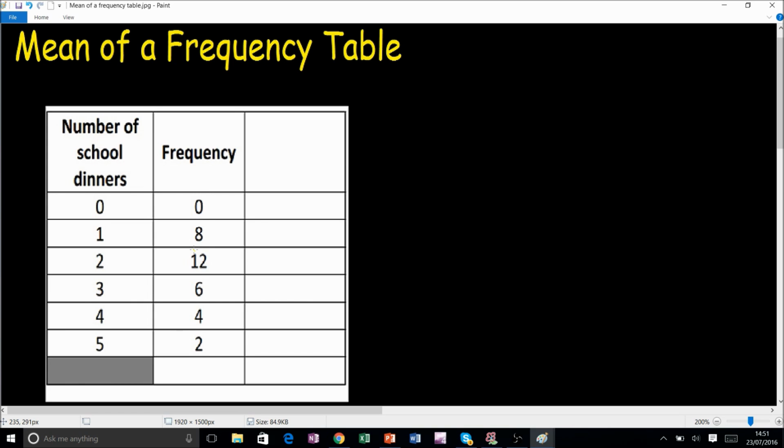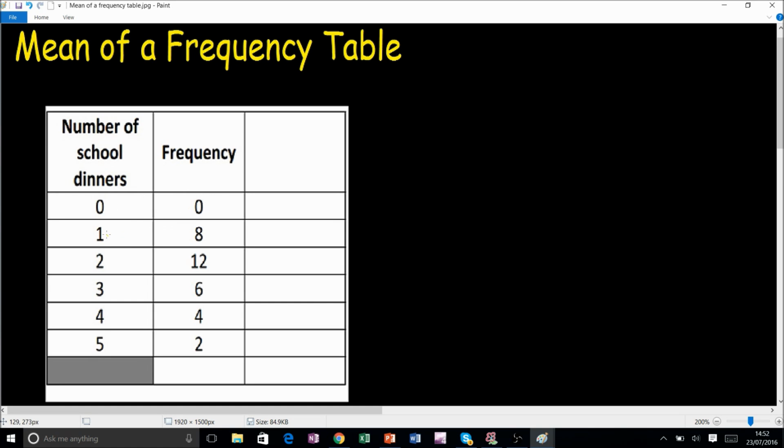So we're looking at data that looks at the number of school dinners that a kid has, and then we've got our frequency, okay? So we've got the number of school dinners that kids have, and we've got a frequency, which is basically how many kids have that. Okay. So basically, the first one tells us number of school dinners 0, and how many kids have 0 school dinners? 0. So no kids have 0 school dinners.